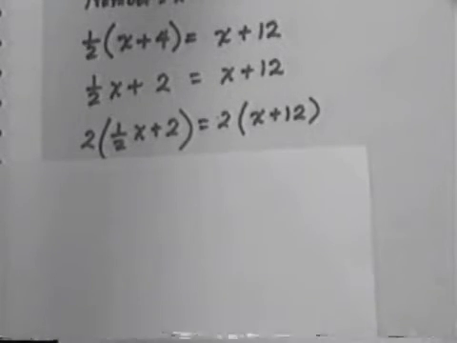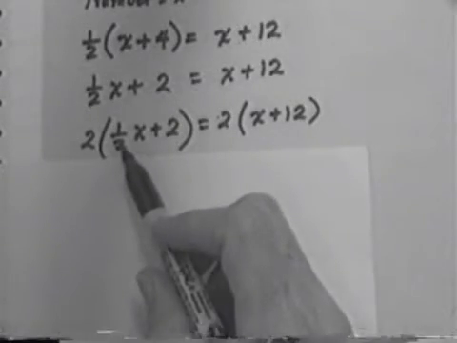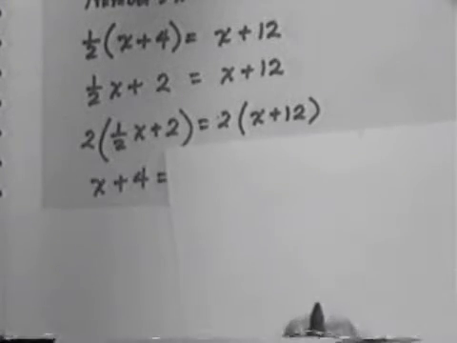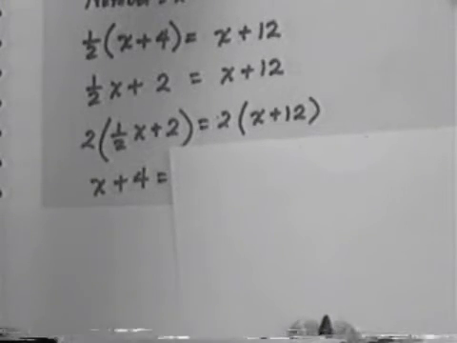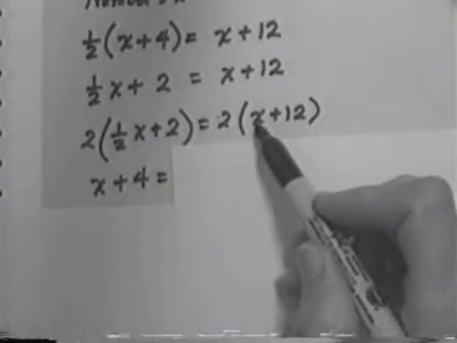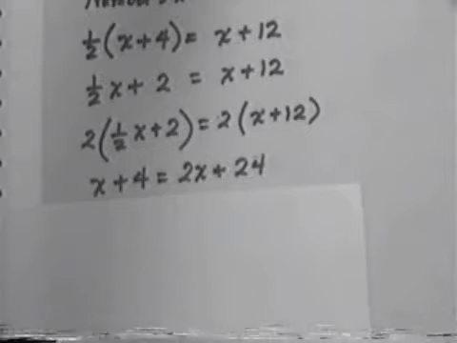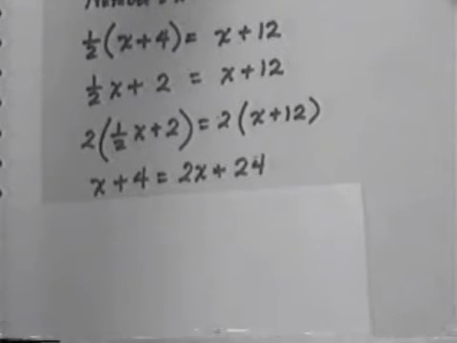Now we'll distribute the 2. 2 times 1/2 is 1, so we get 1X, or simply X. 2 times 2 is 4. So on the left I get X plus 4. And on the right, 2 times X is 2X, 2 times 12 is 24. And so I get X plus 4 is equal to 2X plus 24.